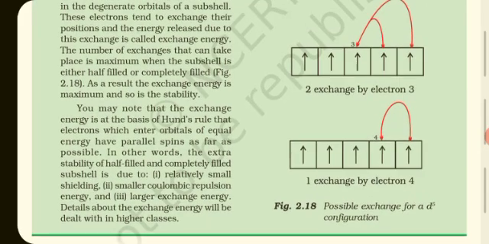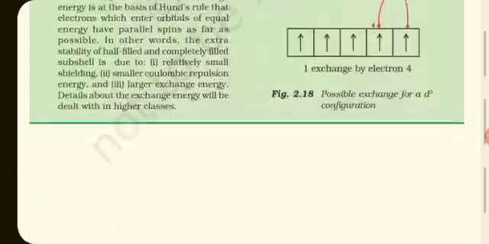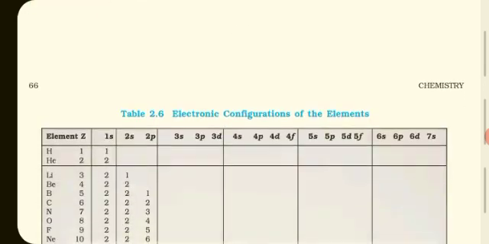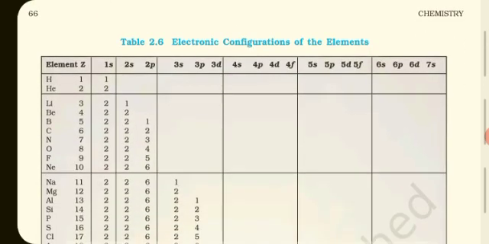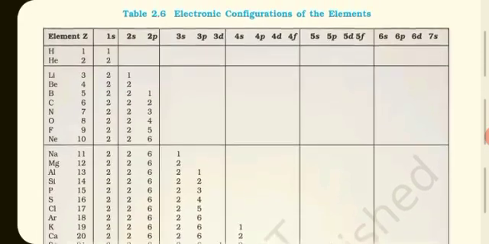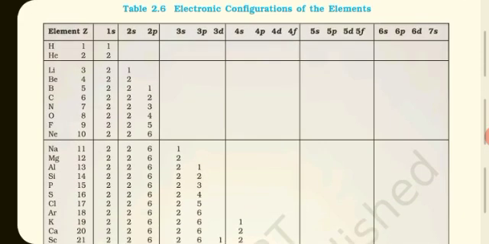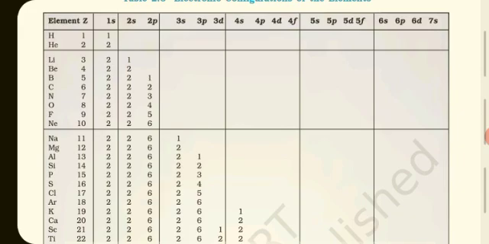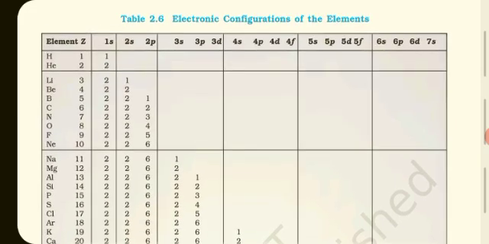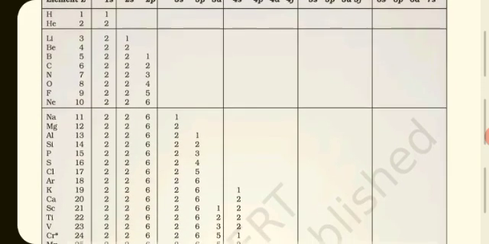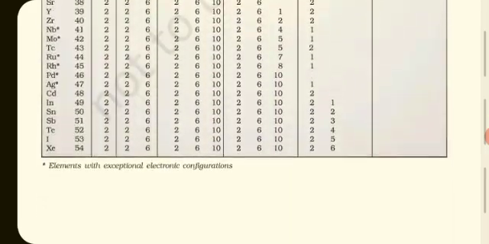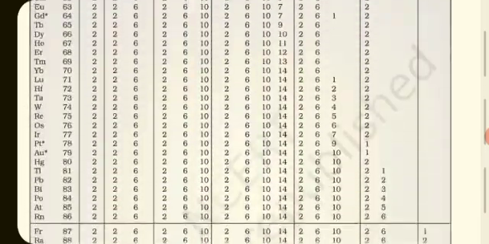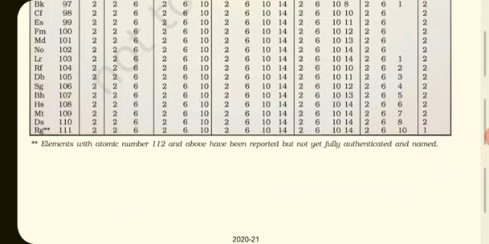This much in the present video. You can see table 2.6 here. The electronic configuration is given to you of the elements from hydrogen up to 111.